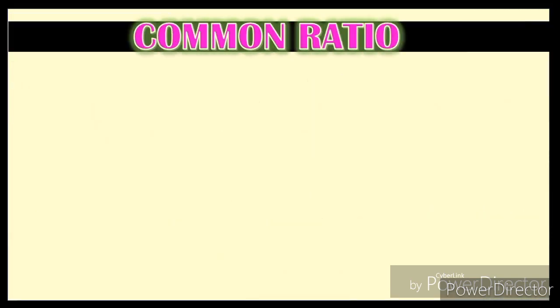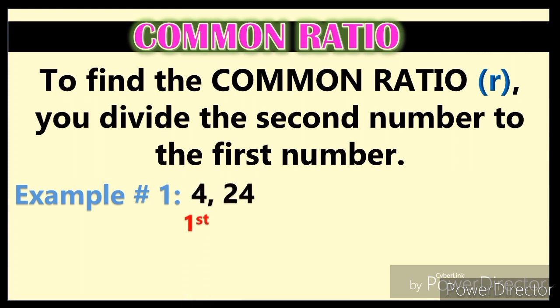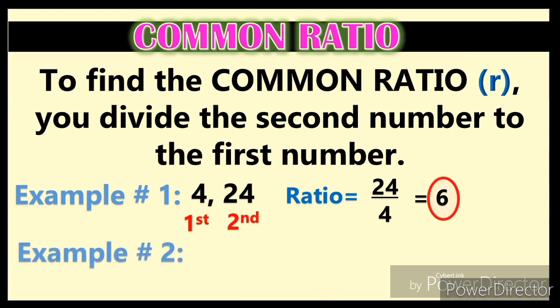Okay, we have the common ratio. How will you find the common ratio? To find the common ratio, or r, you divide the second number by the first number. Let's have example number 1. We have 4 and 24. The first number is 4, the second is 24. To find the ratio, we divide 24 by 4, that is 6. So the common ratio is 6.